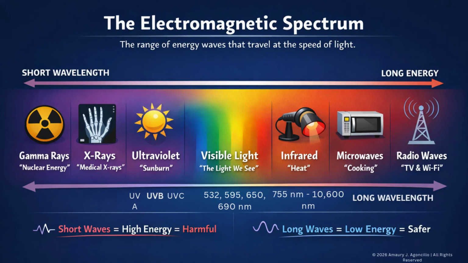Laser wavelengths can operate from ultraviolet through visible light and into infrared. The only part we can see is the visible range, from about 400 to 700 nanometers. Ultraviolet is below 400 nanometers, and infrared is above 700 nanometers. Both are invisible to the human eye, but they can still interact strongly with tissue. This is why laser safety is important, even when you cannot see the beam. Visible does not mean safe. Invisible does not mean harmless.